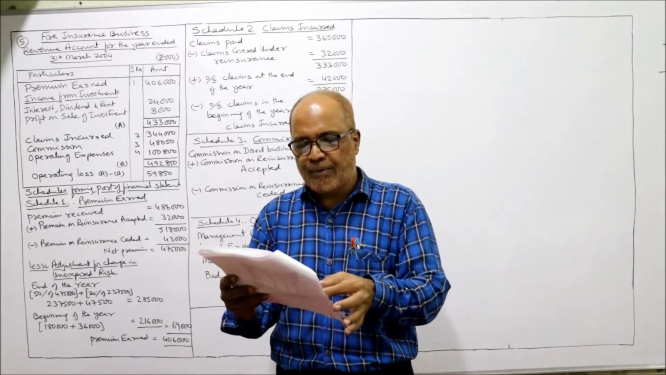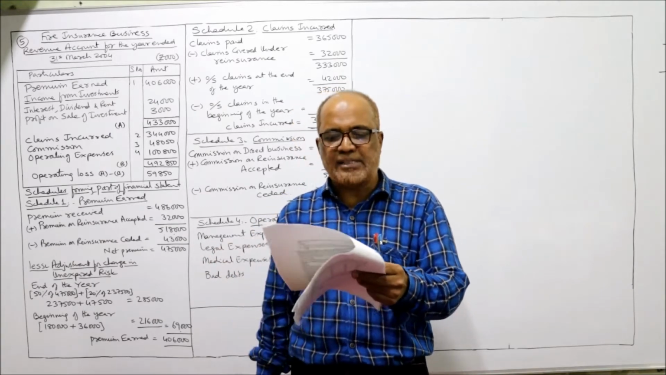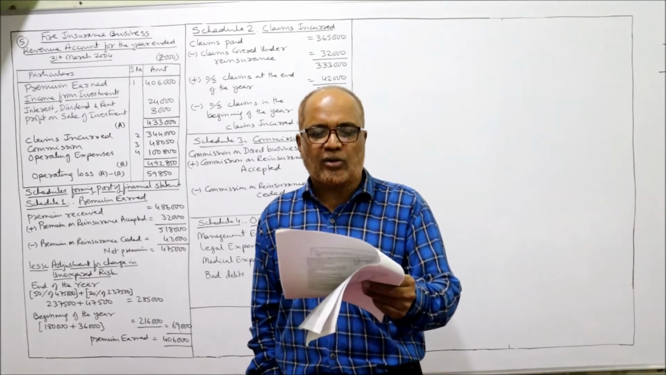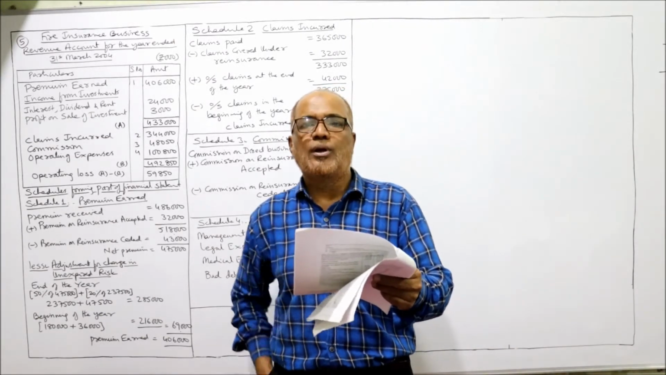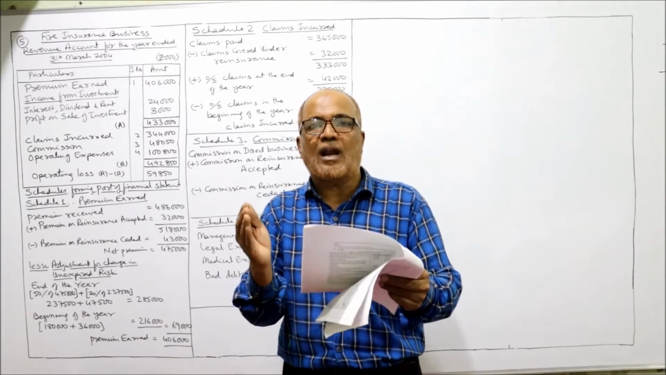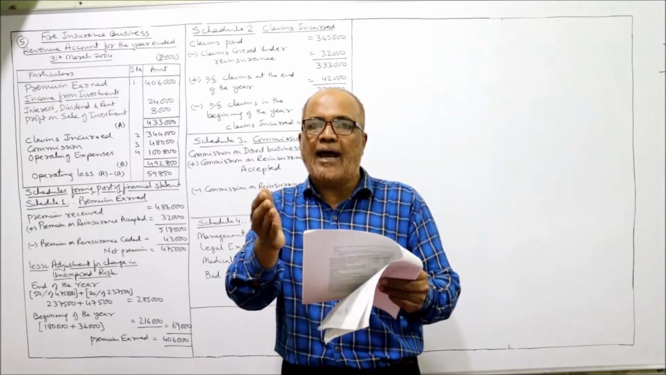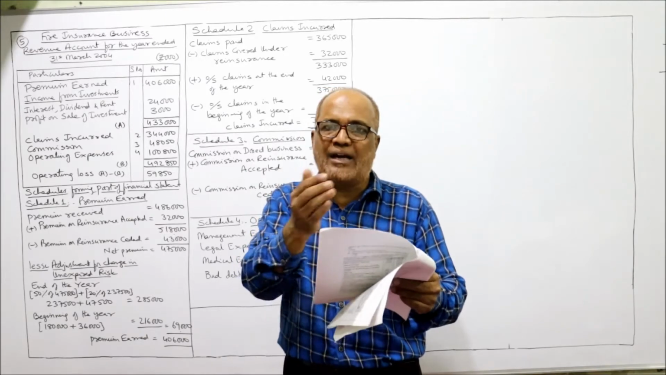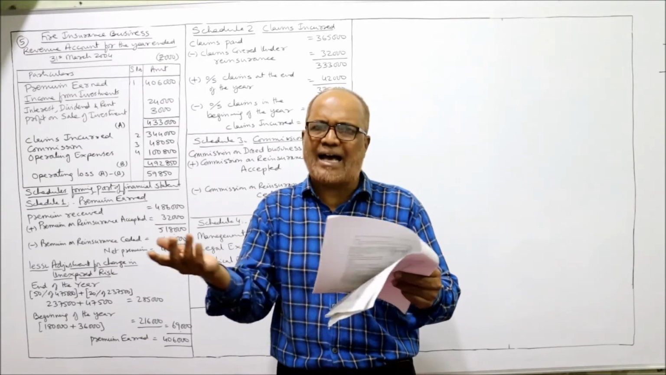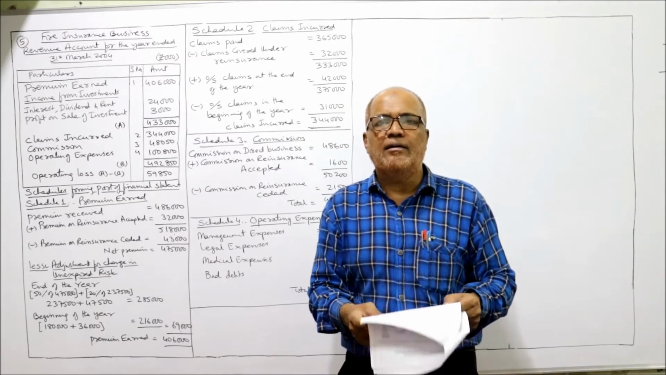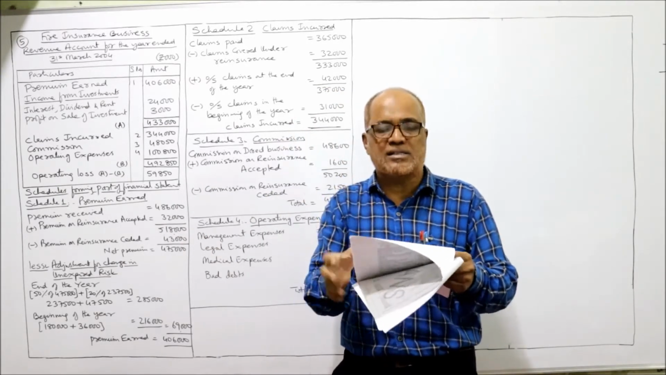Both will add up. Then estimated liability for claims intimated on 1/4/2003 and estimated liability for claims intimated on 31st March 2004. Beginning of the year, end of the year, outstanding claims are given. The outstanding claim, end of the year outstanding added, beginning of the year outstanding deducted. As usual, every problem we are doing. Then claims paid, schedule number 2, right on there itself.